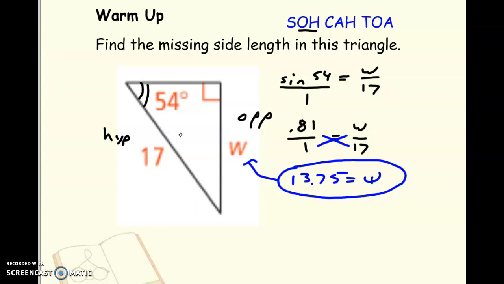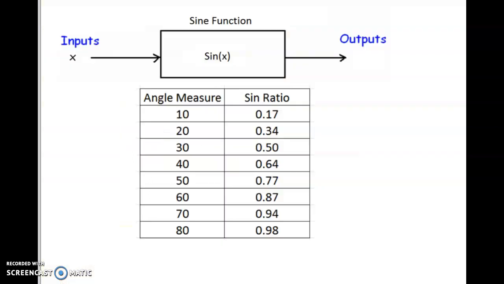All right, so today's lesson is going to be very similar. The difference being we're going to be missing the angle. So in this case, we had a missing side, and you can also use Sin Cos Tan to find missing angles.